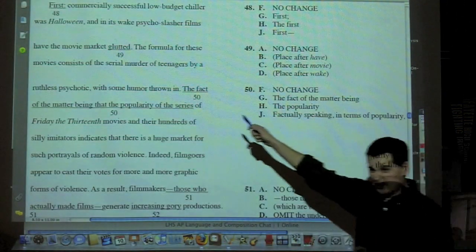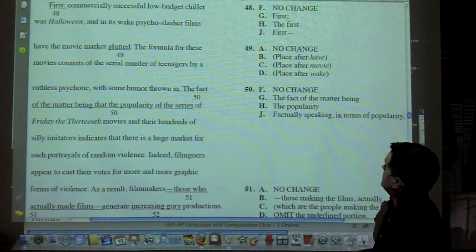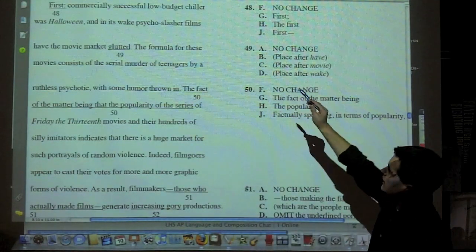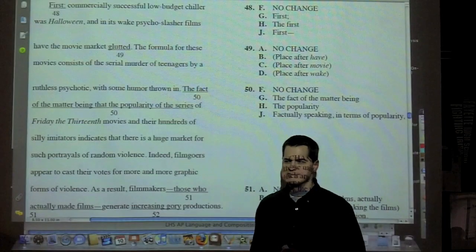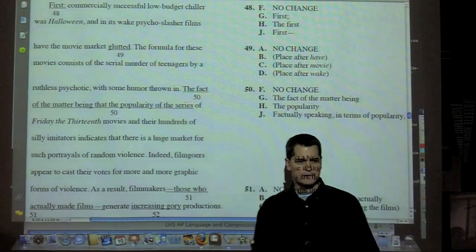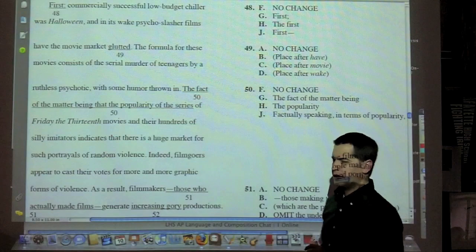49. Again, you kind of had to look at 48 because they're tied in. But if you remember last time we did ACT prep, we decided that 48 was H. The first commercially successful low-budget chiller was Halloween, and in its wake, psycho-slasher films have the movie market glutted. First off, what do you think the word glutted means? Filled? Good. The question is, does it really matter?